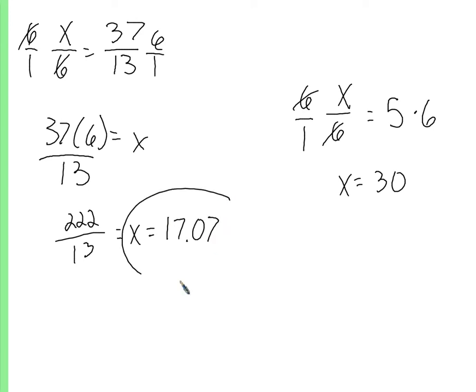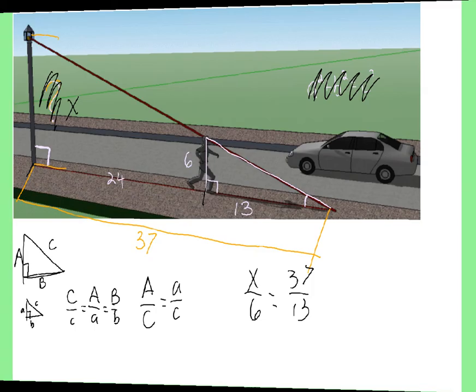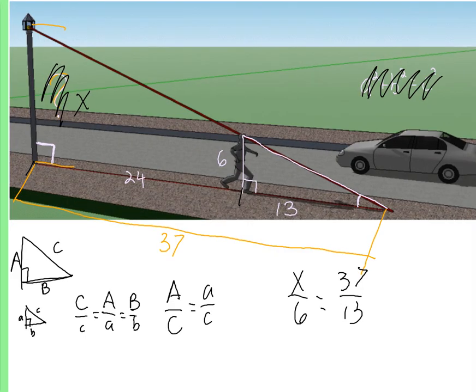7.07. That's X. Well, yeah, it's probably decimal. It just keeps on going. Alright, so 17.07, that's how tall this light post is.